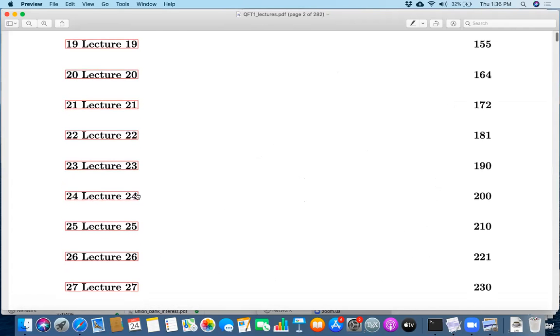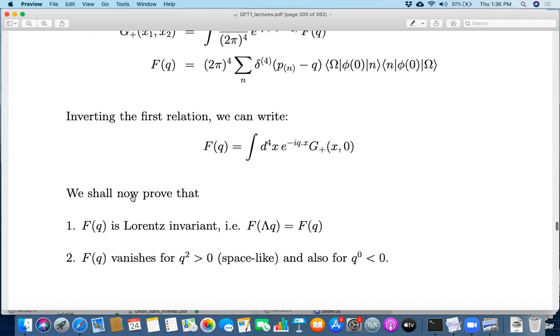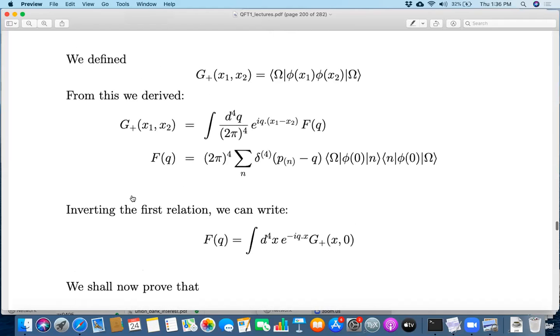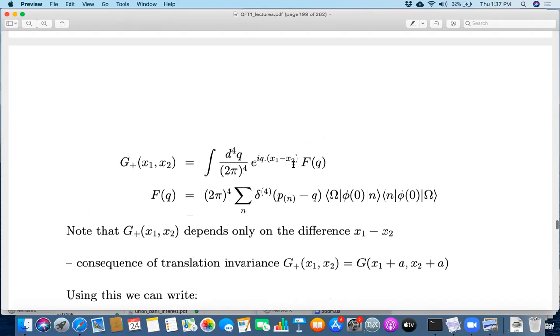I'm not sure which lecture it was in. Let me see, okay, yeah, lecture 24 here. So we introduced this G plus. This could have been any Green's function, right? This phi could have been any operator. And then we derived this form. This didn't require that this is phi, right? Or in any perturbation theory, right? This came in the earlier.